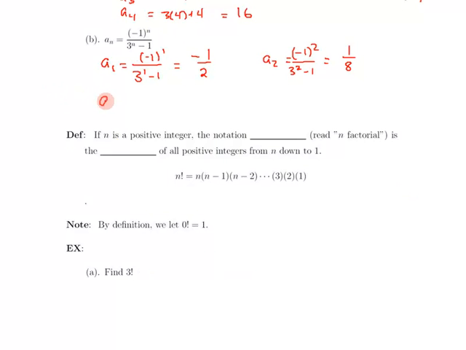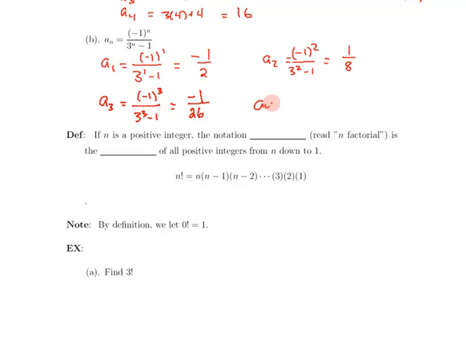For a sub 3, we would have negative 1 to the third power over 3 to the third minus 1. Negative 1 to the third is negative 1 times itself 3 times. That's an odd number of negatives, so I'm going to get a negative 1 out of it. And then 3 to the third is 27. Minus 1 is 26. So negative 1 over 26.